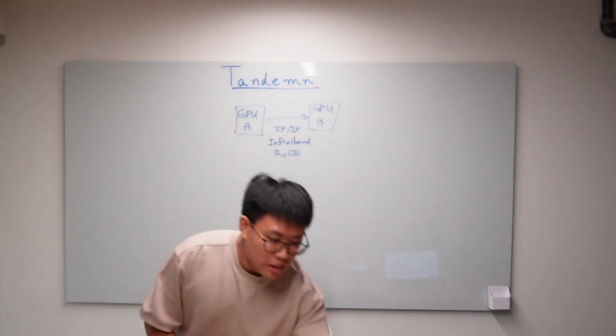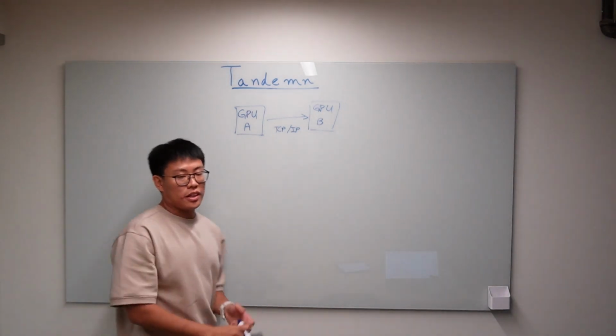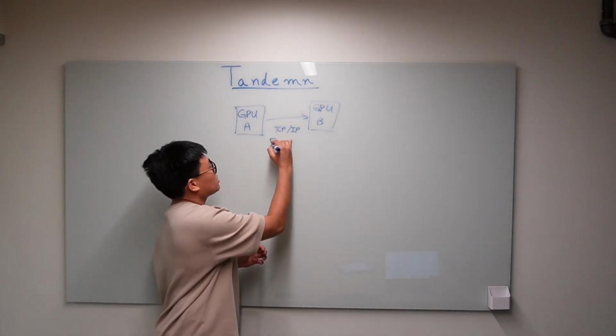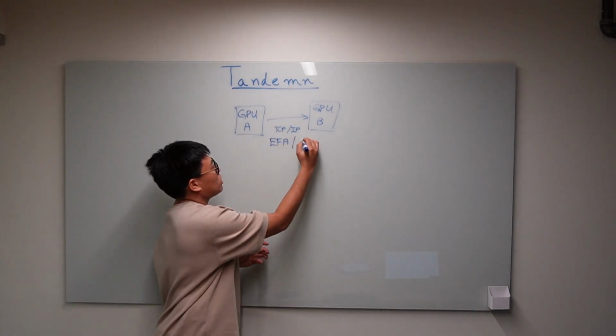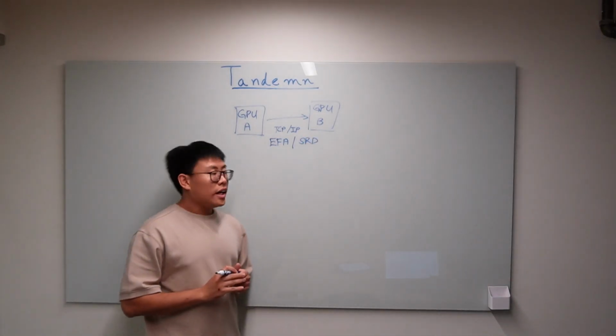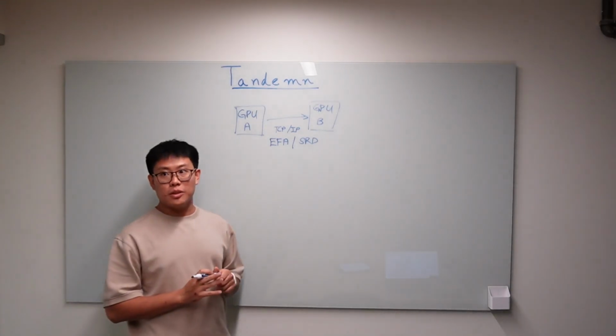So today specifically, we're going to discuss a very interesting technology released by AWS in about 2021, and it's called EFA, which uses this protocol called SRD, which is Scalable Reliable Datagram. And this technology is particularly interesting, and today we'll dive into it a little bit.